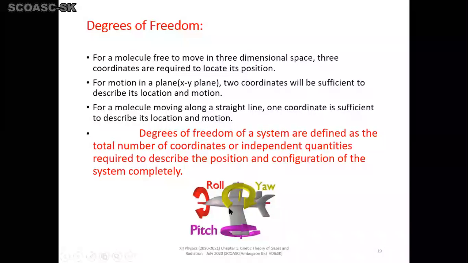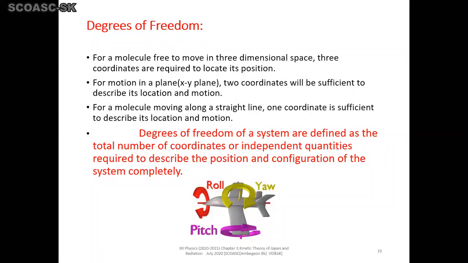Now let me get back to the molecule, right? If I am talking about a molecule and that molecule is moving in a straight line, and I want to find out the position of the molecule at any particular instant of time, or I want to describe its location and study its motion, then I need only one particular coordinate. If it is moving along the x-axis, I need only the x coordinate.